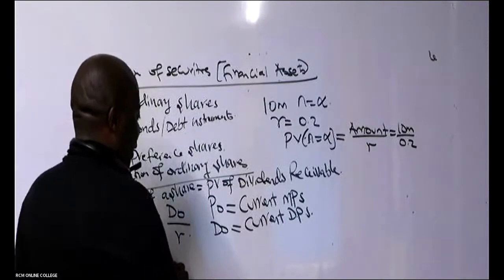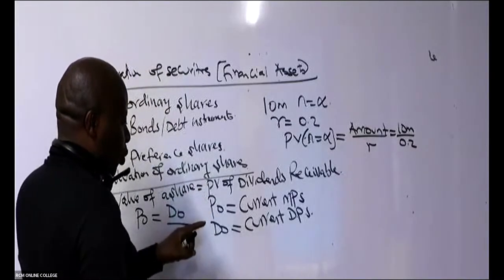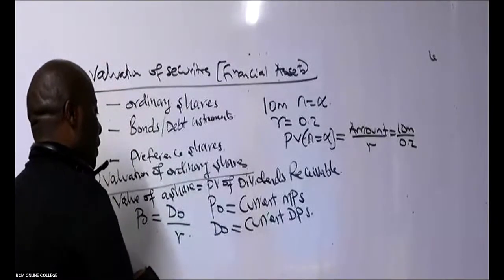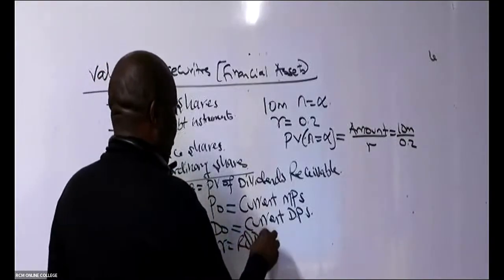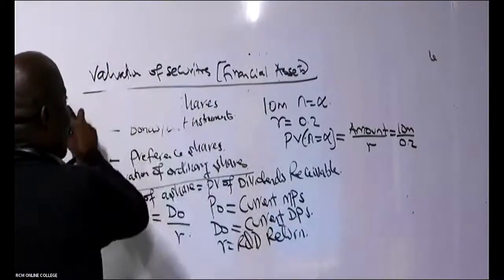So then we have P0 stands for current market price per share, right in full. D0 is the current dividend per share, like that. And then R is the required return.